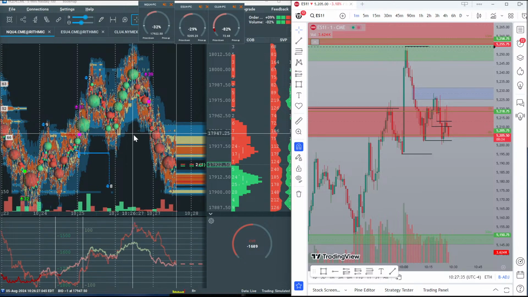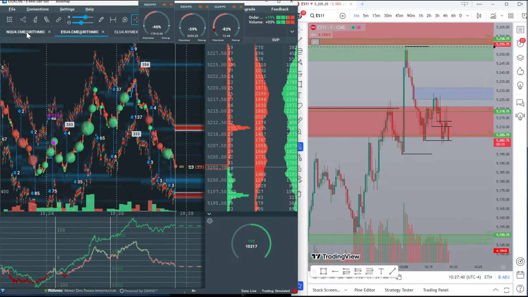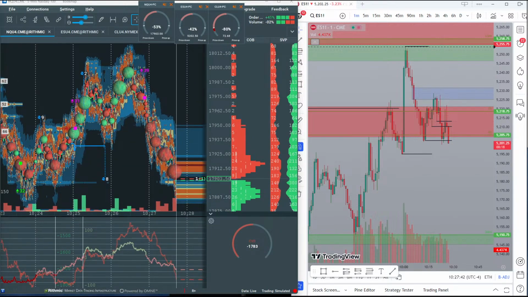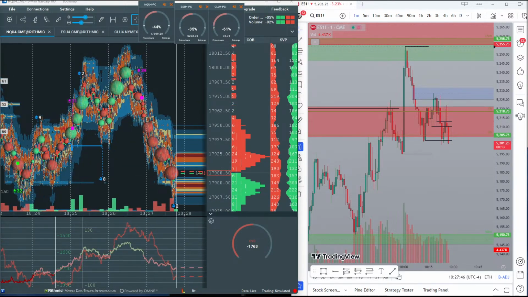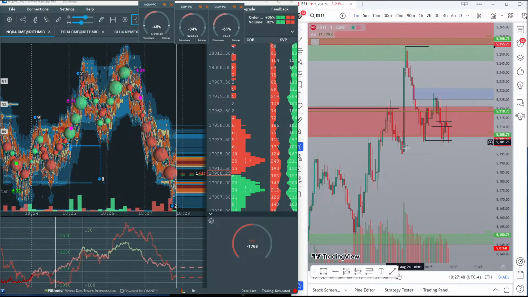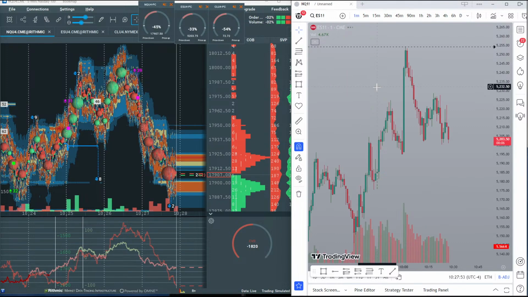What time is it? We got 10:30 rolling around. Selling pressure in NASDAQ. ES chopping, but also selling pressure on ES. Again, there's no reason, right? We're taking out lows, we reverse. We take out highs, we reverse.